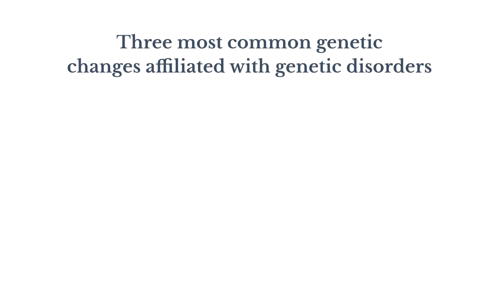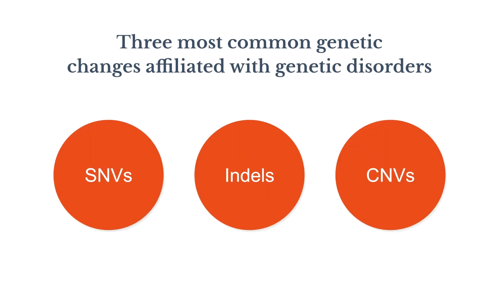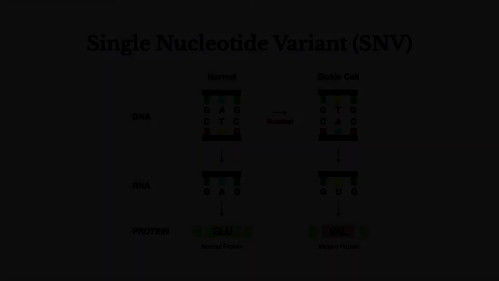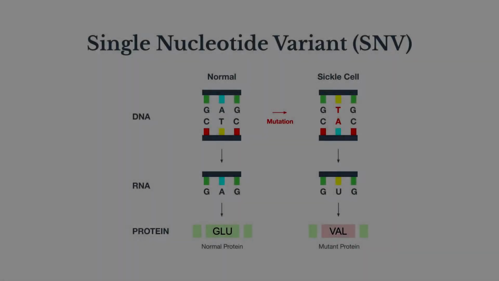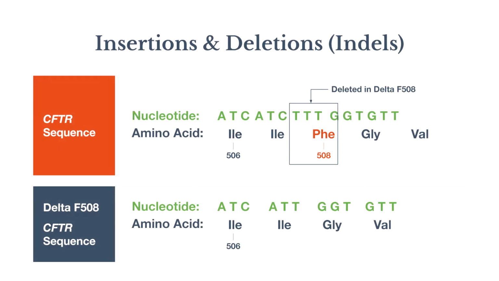Well, the three most common types of DNA changes associated with genetic disorders are SNVs, indels, and copy number variants. Let's take a moment to go through these one by one. SNVs, or single nucleotide variants, are the simplest type of change. These are changes in just one letter of the genetic code. The first pathogenic DNA change ever identified was an SNV. It's a change of A to T at position 20 in the beta hemoglobin gene, which causes sickle cell anemia.